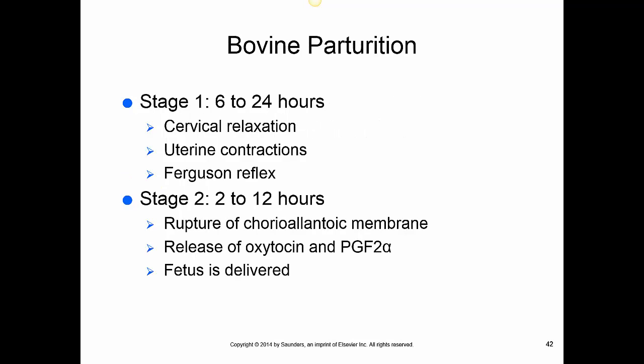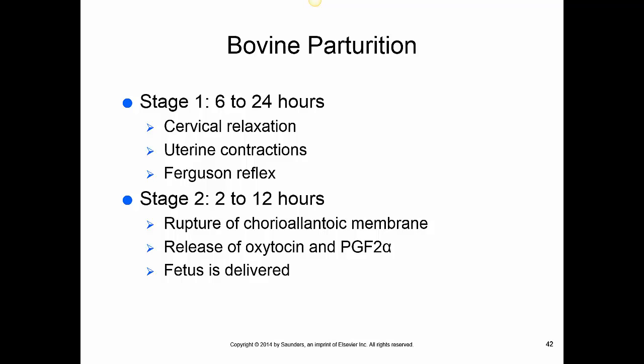In parturition, stage 1, the cervix relaxes and the uterus starts to contract. In cattle, they get something called a Ferguson's reflex that goes on. I'm not exactly sure, I don't remember a Ferguson's reflex because this is the first time I've seen it. But basically, they say it's about 6 to 24 hours, and I'm going to say it's probably more in the line of about 12 to 24 hours that you'll actually start to see the contractions starting with them.